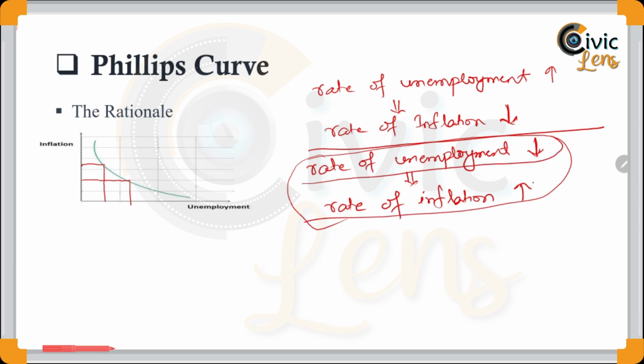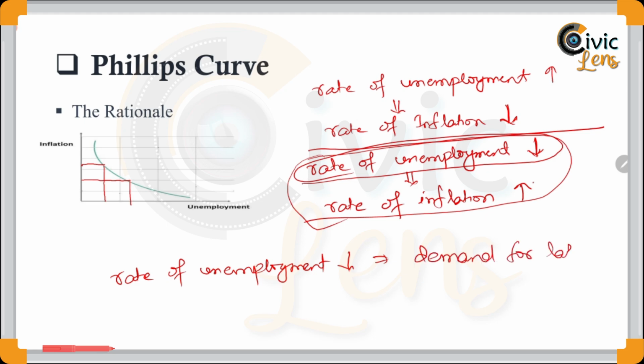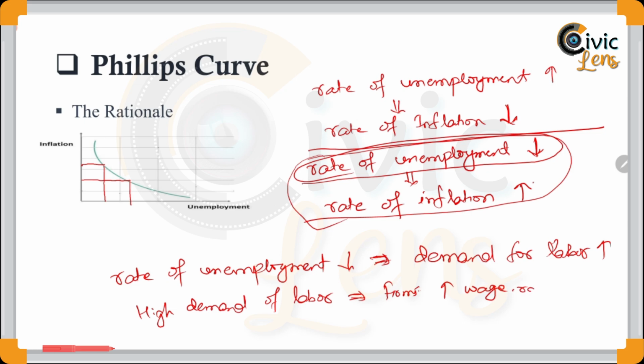So when the rate of unemployment is decreasing, it means that the demand for labor has increased. That's how the rate of unemployment will come down, because for that the demand for labor has to increase. So this means that there is high demand for labor, and as per the law of supply and demand, when there is high demand for labor, firms will have to increase the wage rate. That means the wages for labor will increase. So this will mean that the production cost will increase.